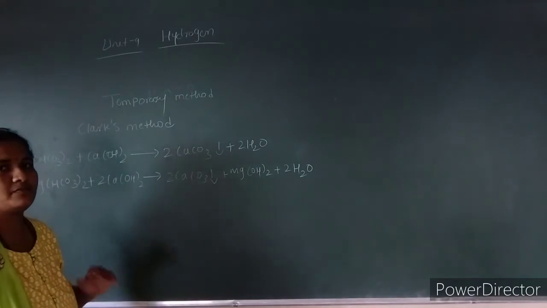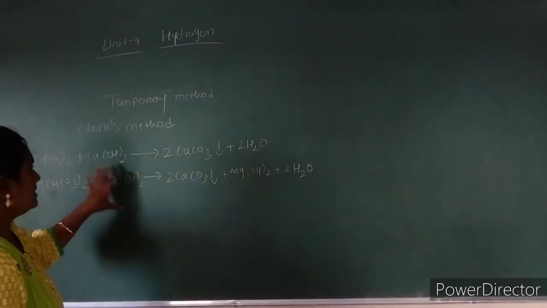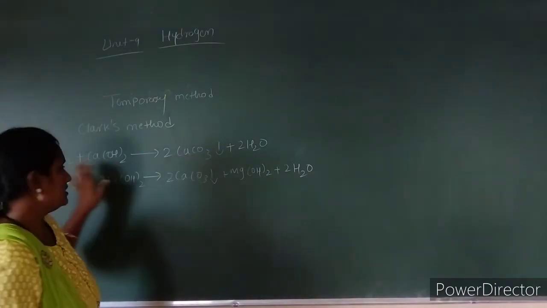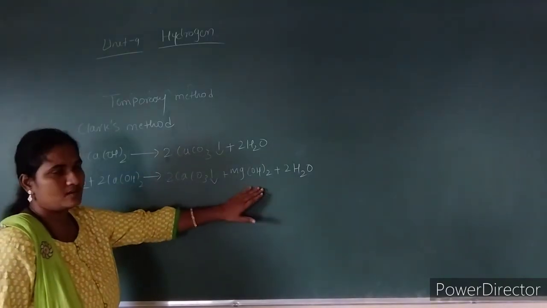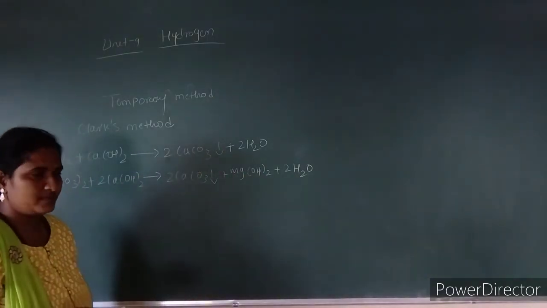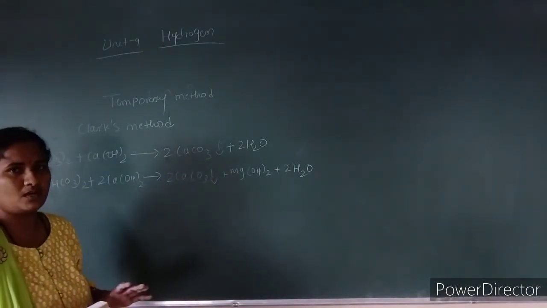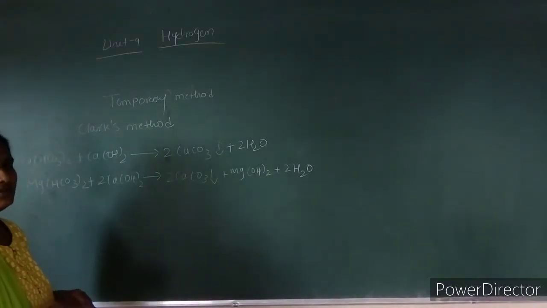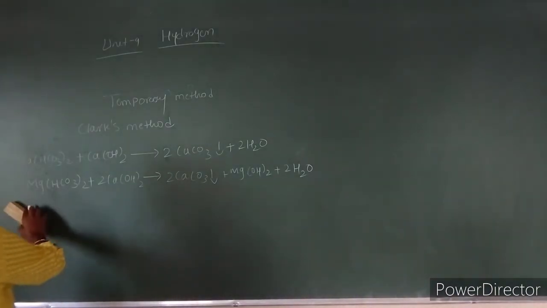So the Clark method is nothing but adding a calculated amount of lime to the hard water. Then it will convert calcium hydrogen carbonate into calcium carbonate and magnesium hydrogen carbonate into magnesium hydroxide. These will exist in the form of precipitate, which will be removed by filtration again. The filtrate contains pure water, called soft water. In this way, we can remove hardness of water temporarily by using the boiling method as well as Clark's method. So these are the temporary methods.